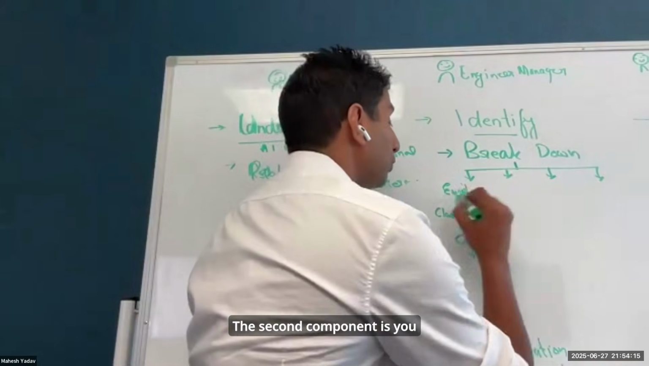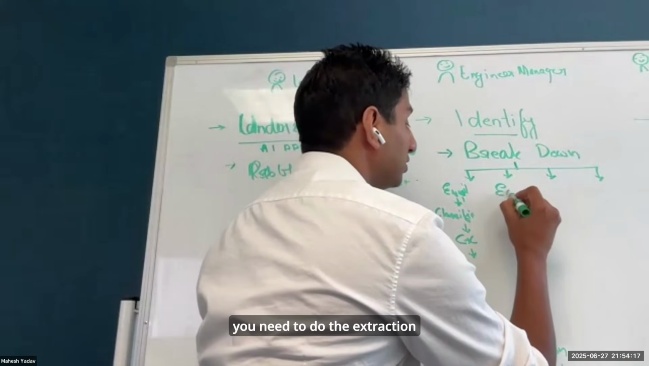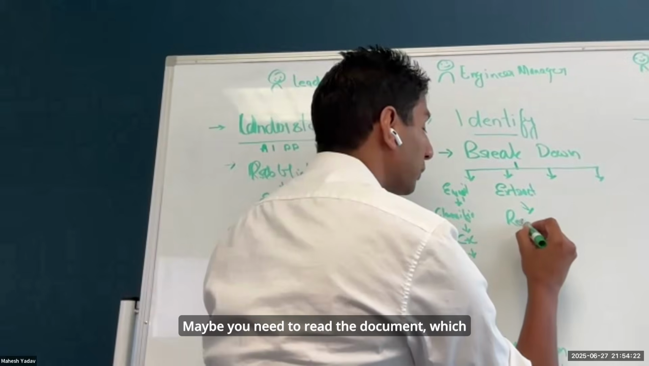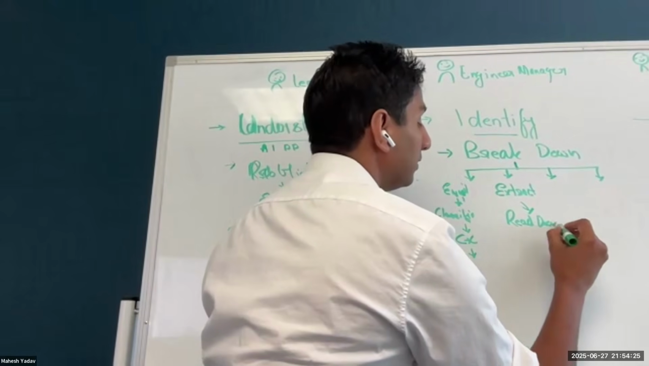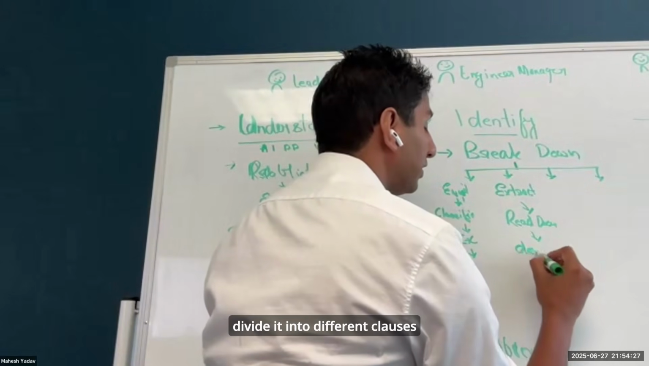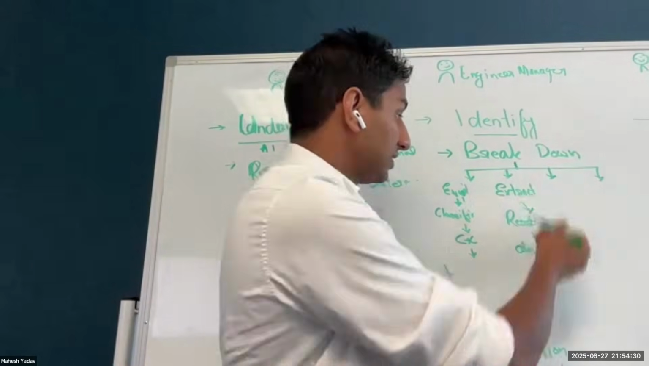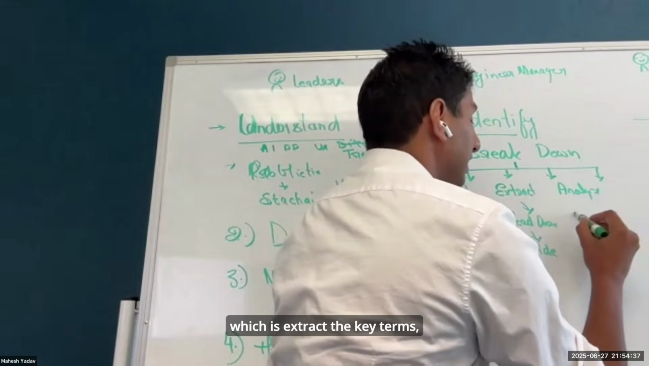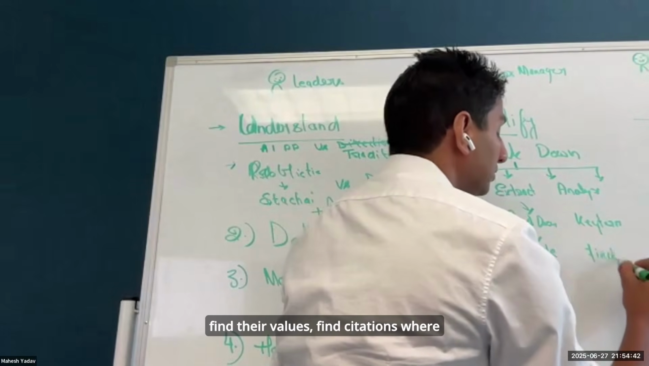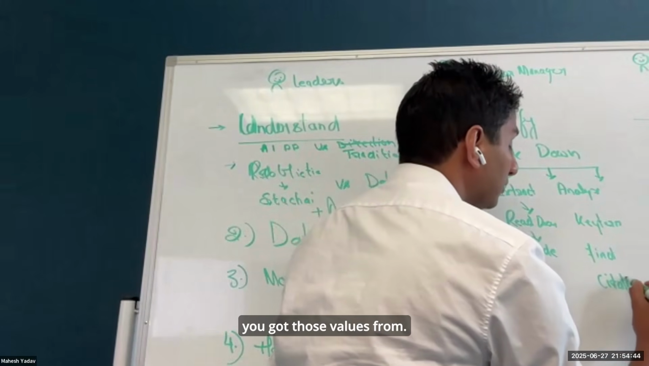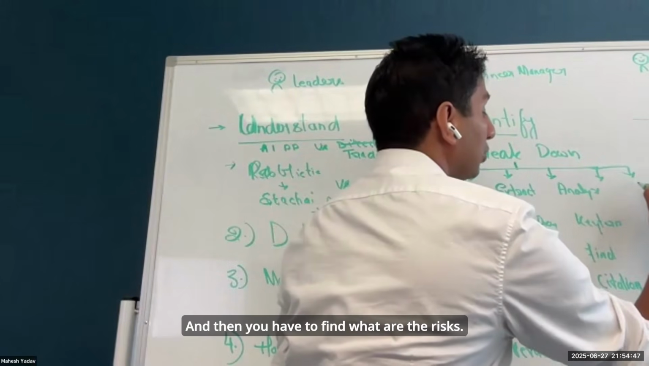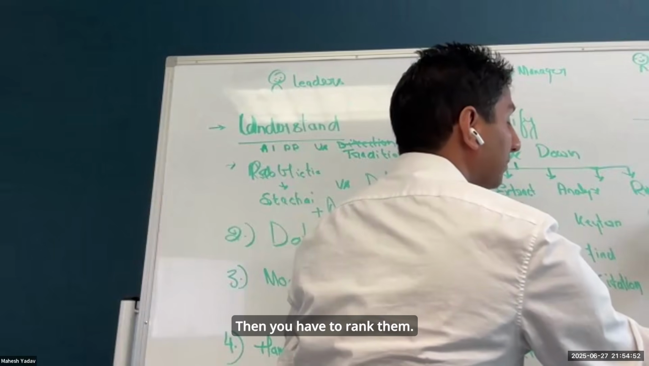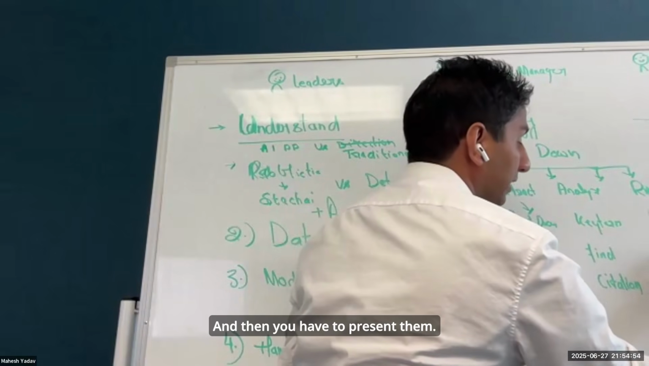The second component is, once you have read it, you need to do the extraction of the document, the contract. Maybe you need to read the document, which is another AI component. And maybe you need to divide it into different clauses or sections. This is another component in itself. And then you have to analyze, which is to extract the key terms, find their values, find citations where you got those values from. And then you have to find what the risks are. Then you have to rank them. And then you have to present them.